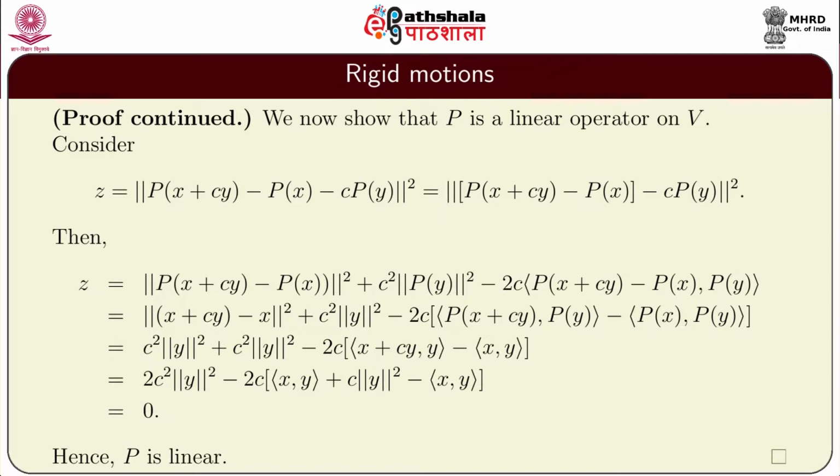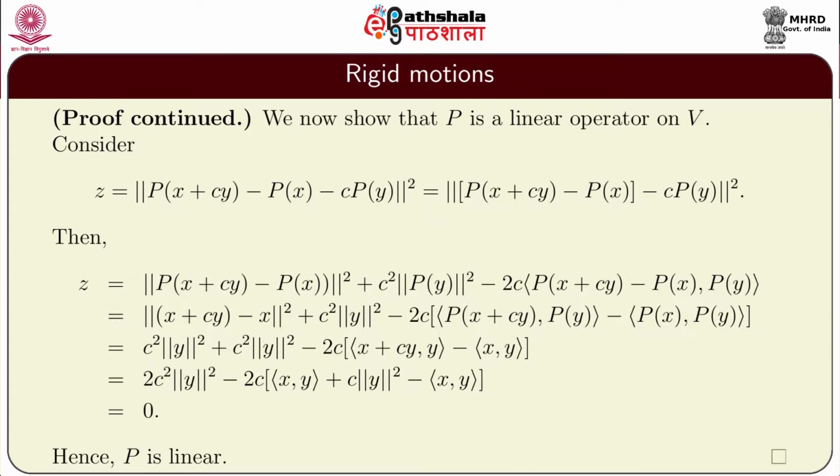Which is the same as norm of x plus cy minus x square plus c square norm y square minus 2c times what you can see inside the bracket, that is inner product P of x plus cy comma Py minus inner product Px Py, and that is c square norm y square plus c square norm y square minus twice c times inner product x plus cy comma y minus inner product xy, and that is equal to 2c square norm of y square minus 2c times inner product xy plus c norm y square minus inner product xy, and that is equal to 0. Therefore, P is linear.